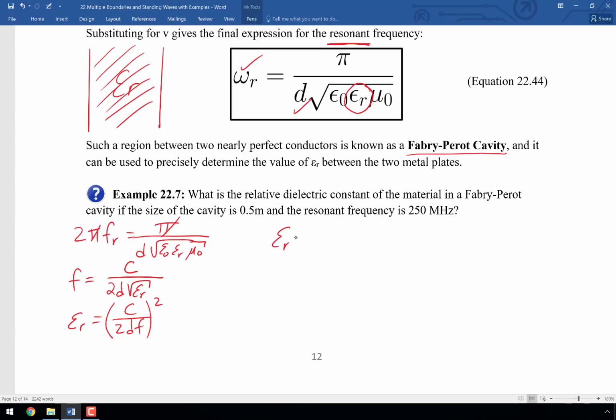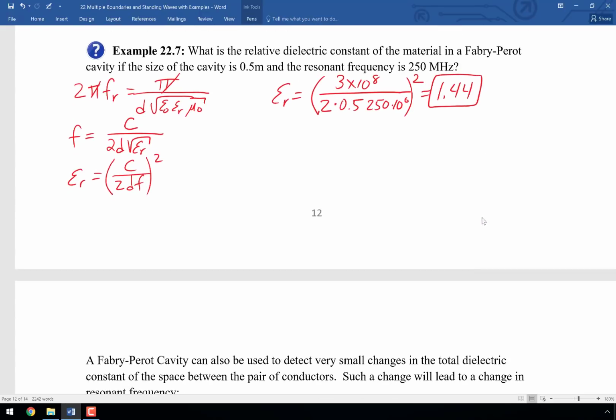So epsilon r is equal to 3 times 10 to the 8th divided by 2, that's just the number 2, times the size of the cavity, which in this case is a half a meter, and then the frequency f is 250 times 10 to the 6th. And that quantity is going to be squared, and this gives me 1.44 as the relative dielectric constant. And however precisely we can measure the resonant frequency, that's the same precision with which we can measure the relative dielectric constant. But what happens if the material inside changes?